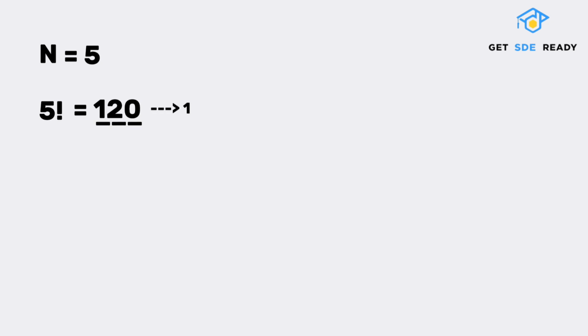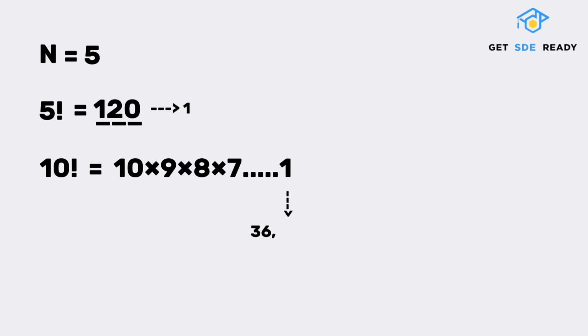Similarly, if you want to go for 10 factorial, it comes out to be 10 into 9 into 8 into 7 till 1. Now, how many trailing zeros would be there? You can calculate it. This will come out to be 3628800. So, 2 trailing zeros. This is what you have to calculate in this question.